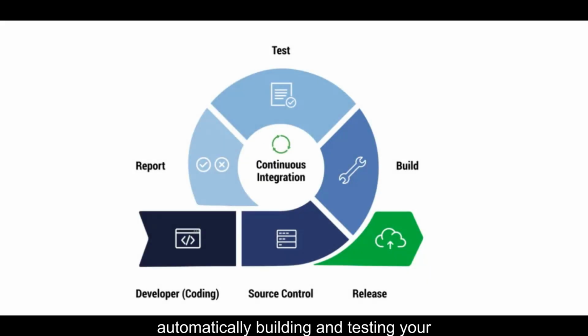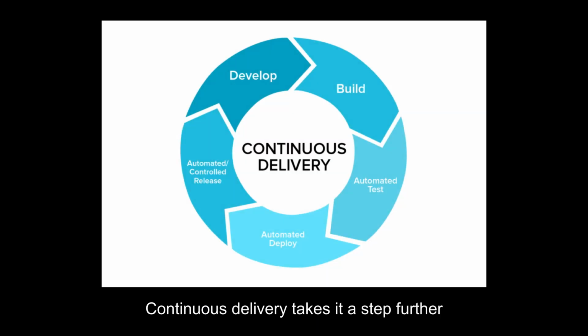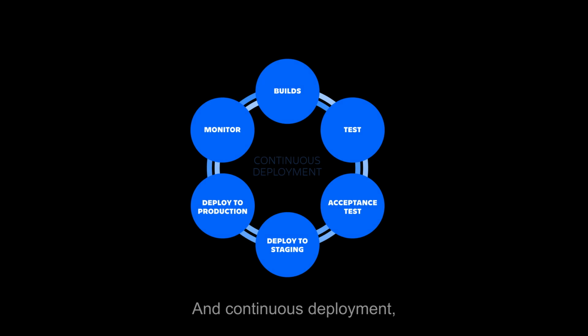Continuous integration is all about automatically building and testing your code every time a change is made. This helps catch bugs early on so you can fix them before they become major issues. Continuous delivery takes it a step further by automating the deployment process, so your software is always up to date. And continuous deployment, that's where your code changes are automatically deployed to production, giving you a super fast time to market. But how do these components work together?